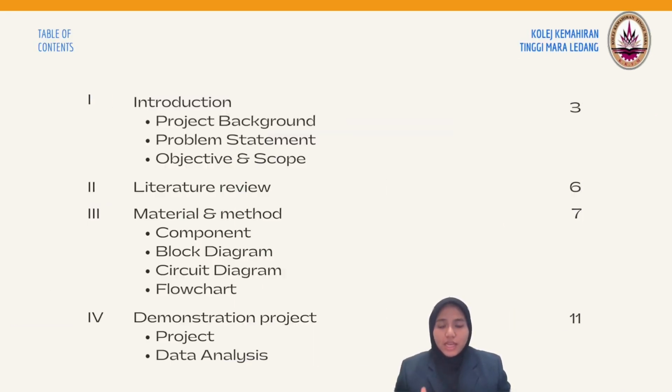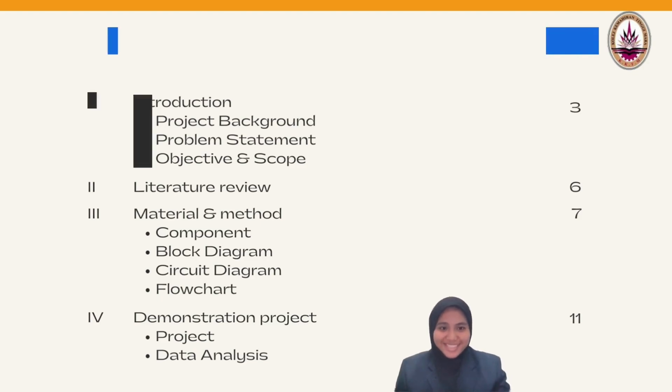First, introduction. In the introduction, we will explain about project background, problem statement, objective and scope. Next, literature review. In the literature review, we will explain about the comparison between our project and past projects. Third, material and method. In material and method, we will explain about components, block diagram, circuit diagram and flowchart. Last but not least, demonstration project. In the demonstration, we will show you our project and data analysis.